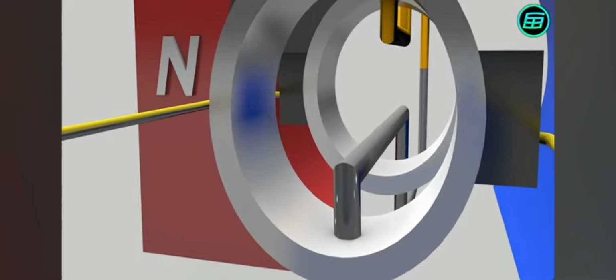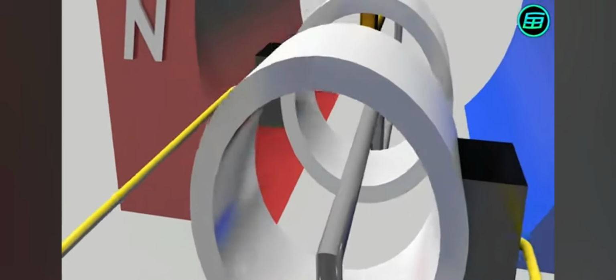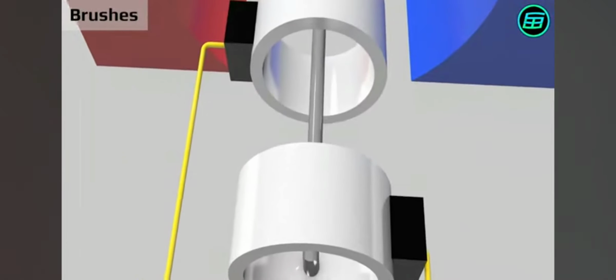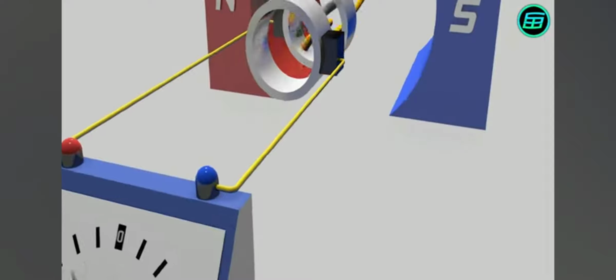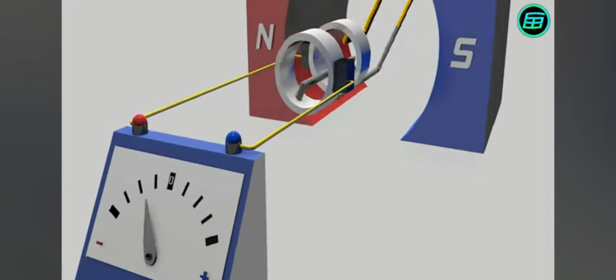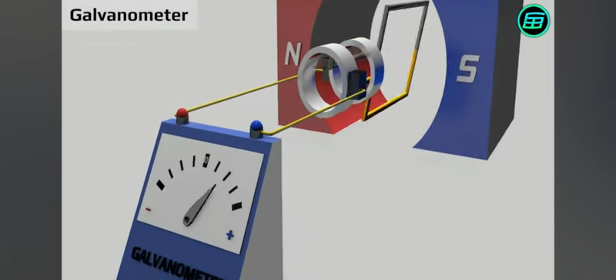The rings are connected to brushes made from carbon. The brushes make contact with the rings as the rings rotate, so they provide an electron flow within the system. In order to determine the magnitude and direction of current, a galvanometer is attached.